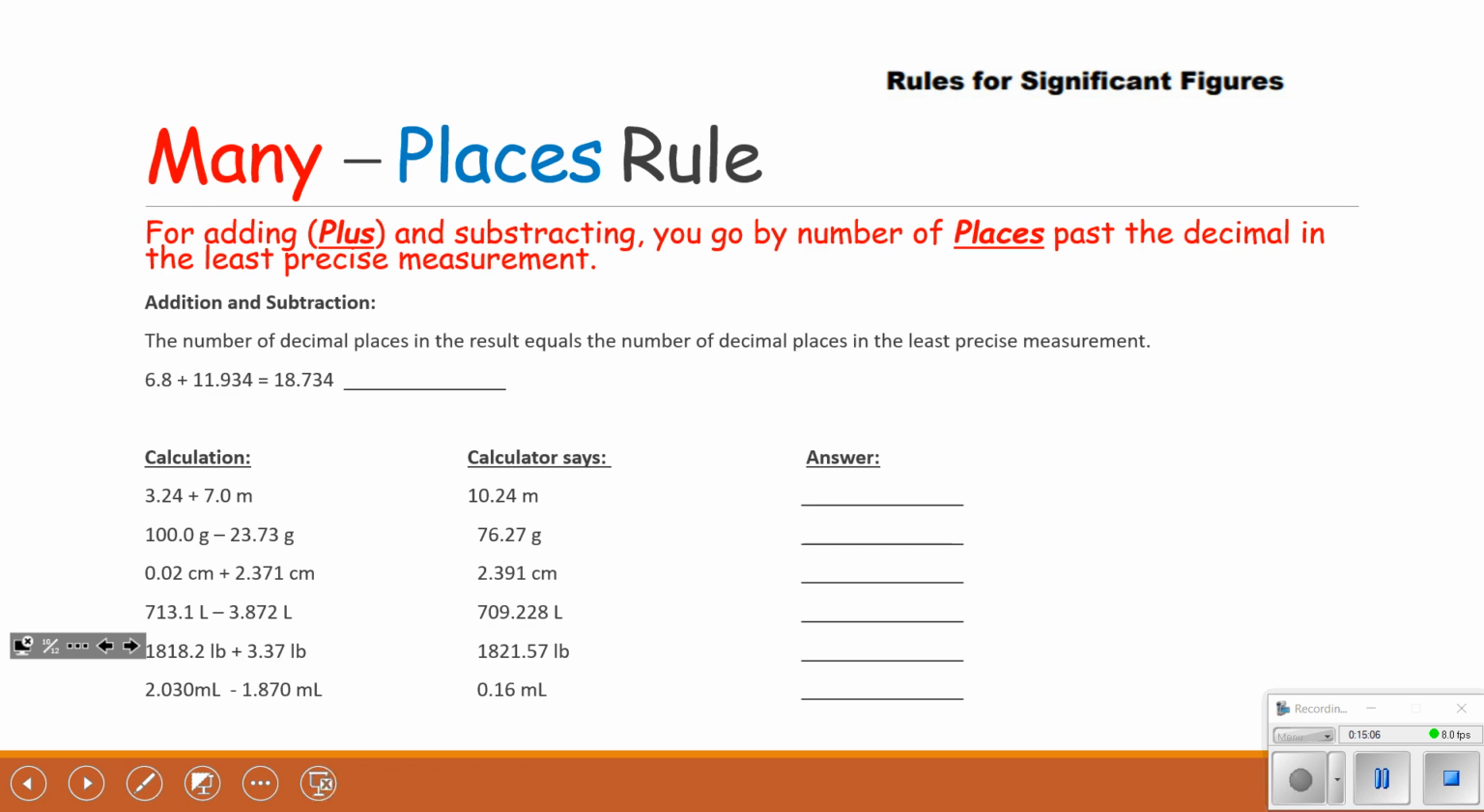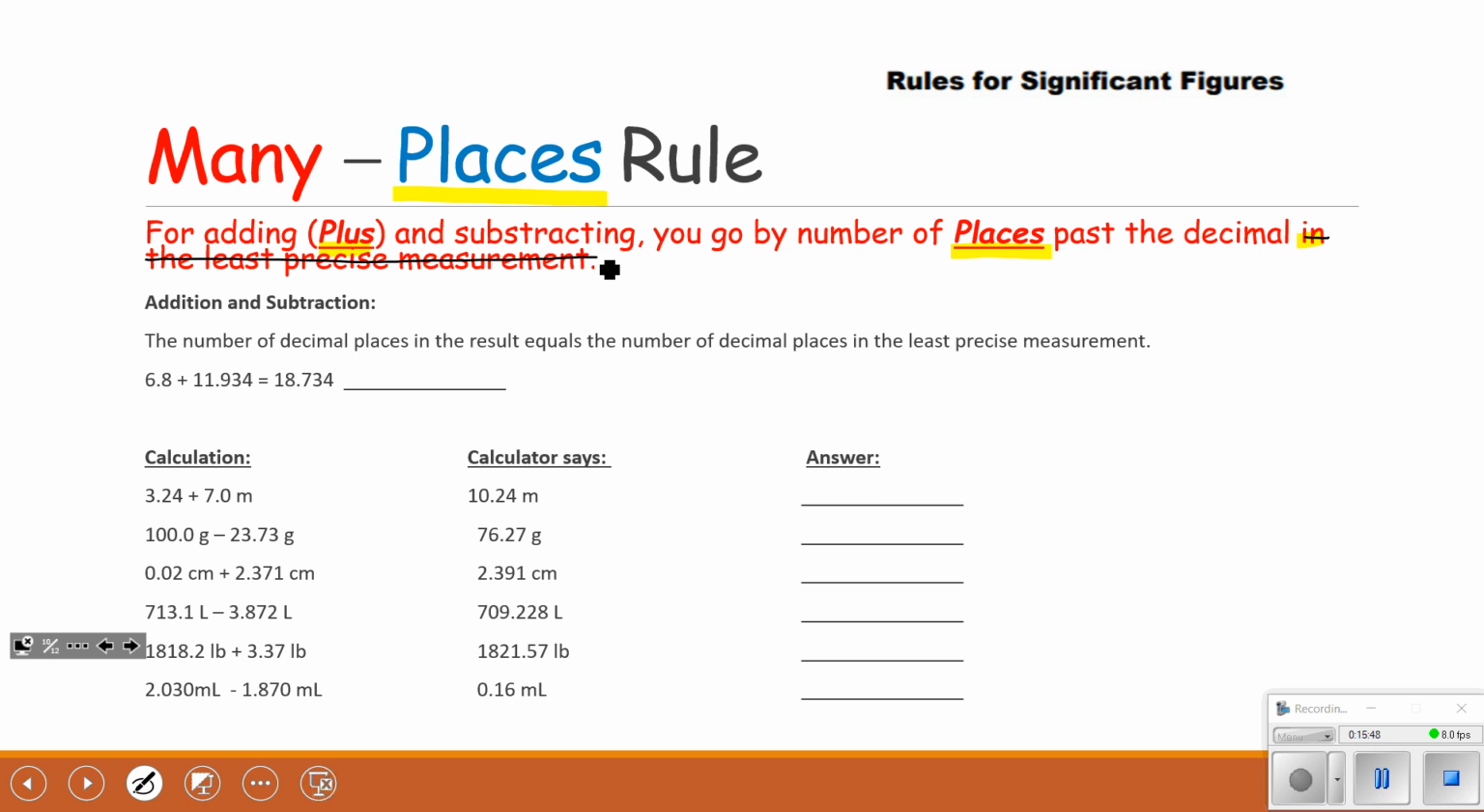All right. The second part of the many places rule is the places part and dealing with plus minus. So for your places, for adding, which is considered to be plus, and subtracting, you go by the number of places past the decimal in the least precise measurement. So, or let's just say past the decimal in general. So we're not really worrying about our least precise measurement here. You're just going to go places past the decimal, and that's it.